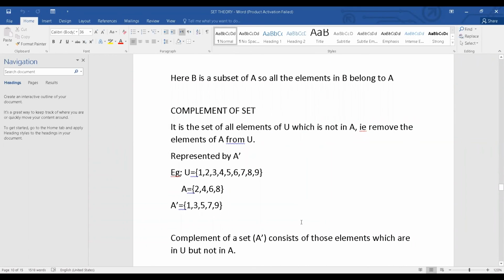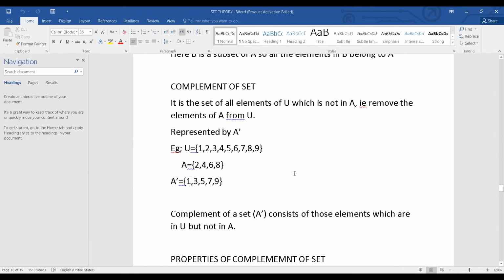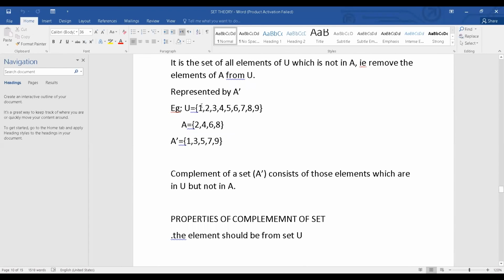Now, complement of sets. Complement of a set is the set of all elements of U which are not in A, that is, remove the elements of A from U. Let's say, for example, we have set U as 1, 2, 3, 4, 5, 6, 7, 8, and 9. And set A from this set U is 2, 4, 6, and 8. We need the complement of A, which means all the elements present in A, we're going to remove them from U. Then we're going to get the complement.